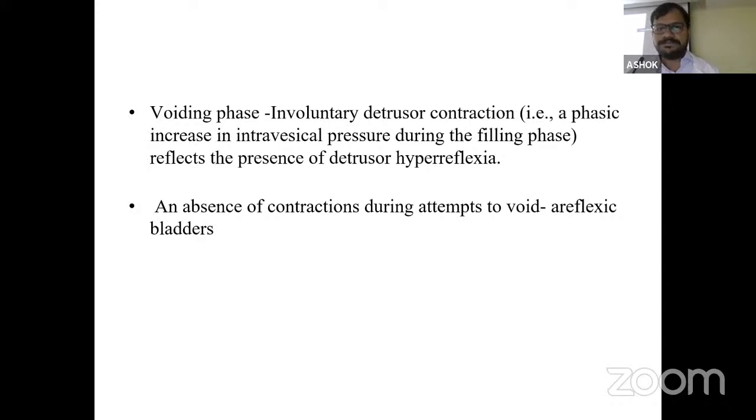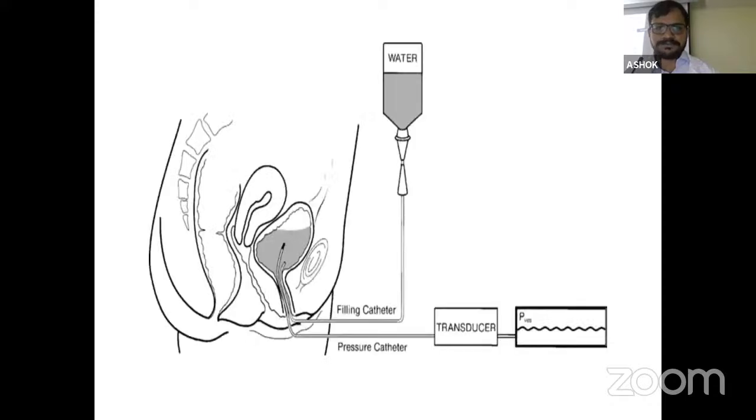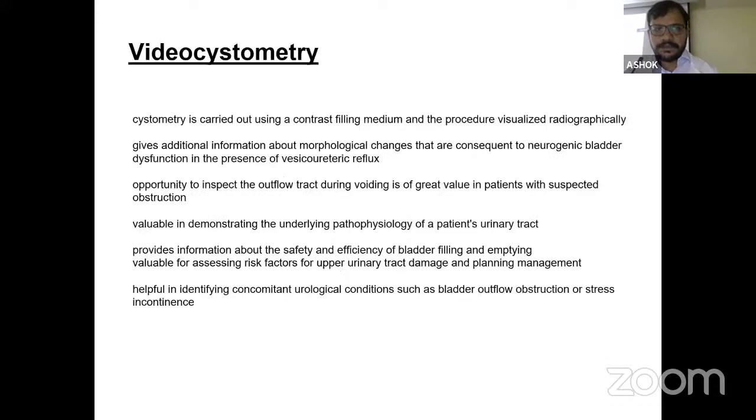In the filling phase, involuntary detrusor contraction, that is, a phasic increase in intravesical pressure, reflects the presence of detrusor hyperreflexia, and absence of contraction during attempt to void reflects an areflexic bladder, as shown in the UDS study. Video cystometry gives additional information about morphological changes consequent to neurological bladder dysfunction, in the presence of vesico-ureteric reflux.